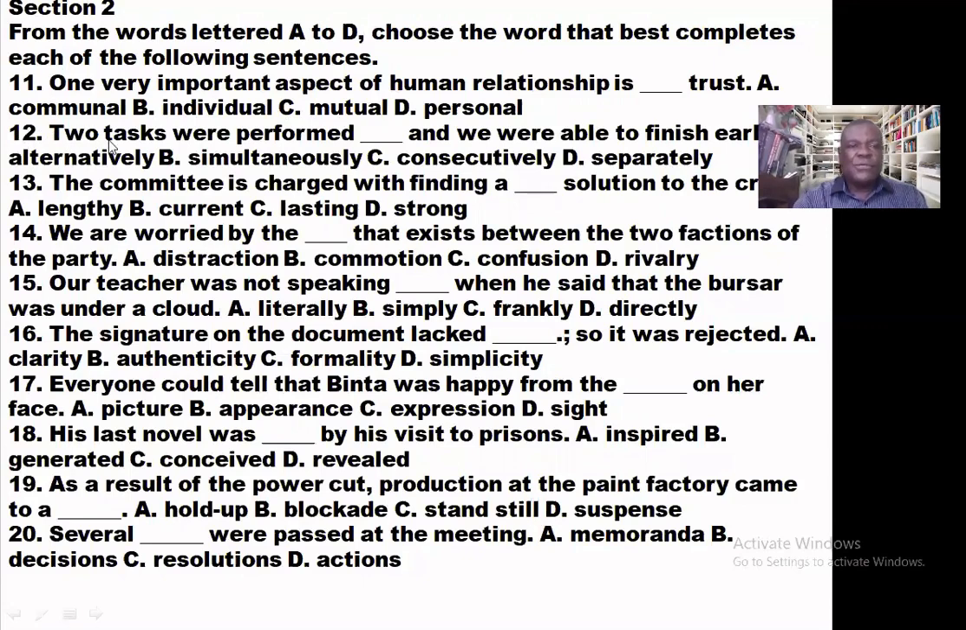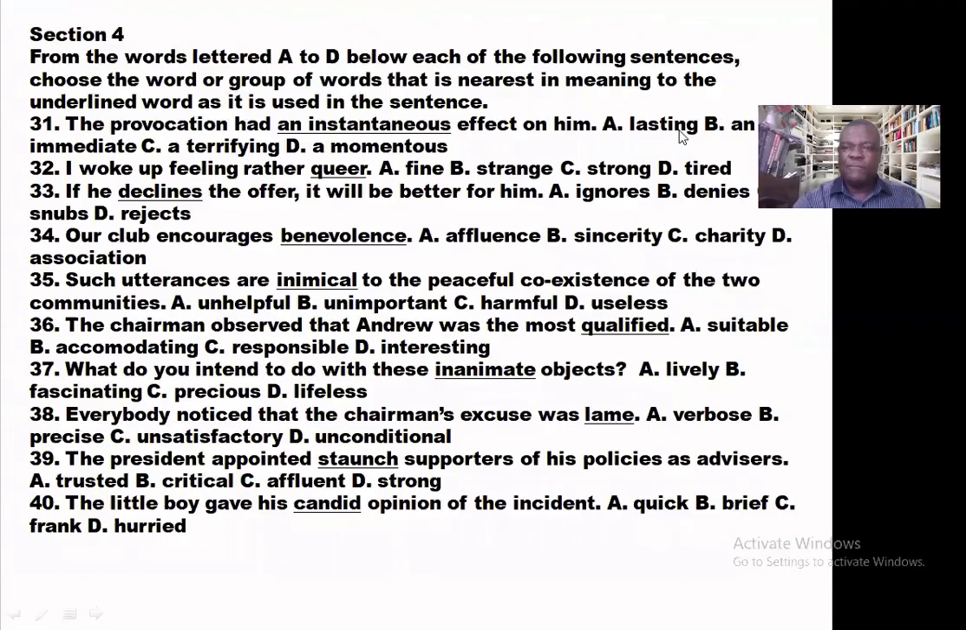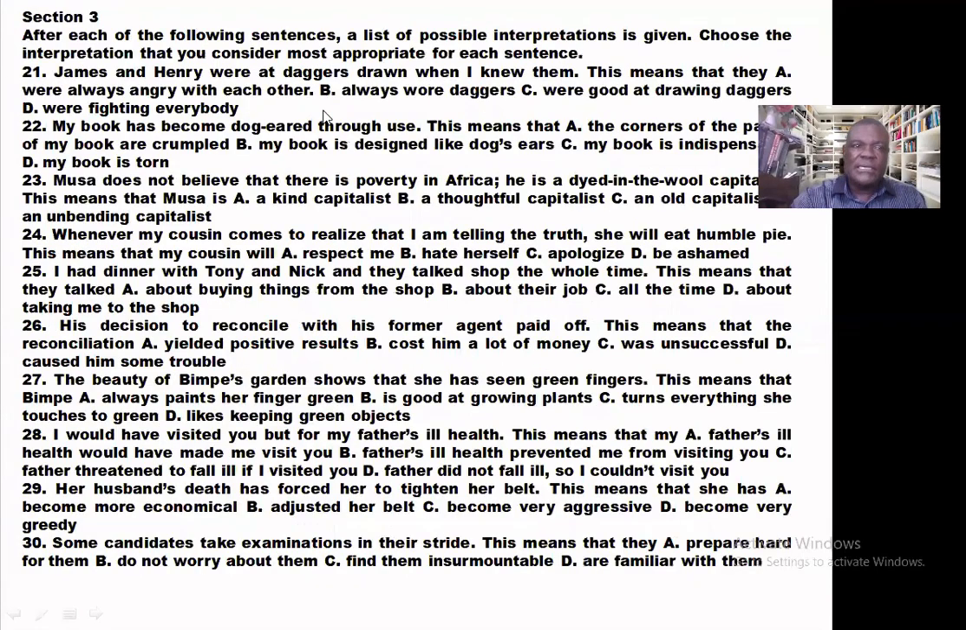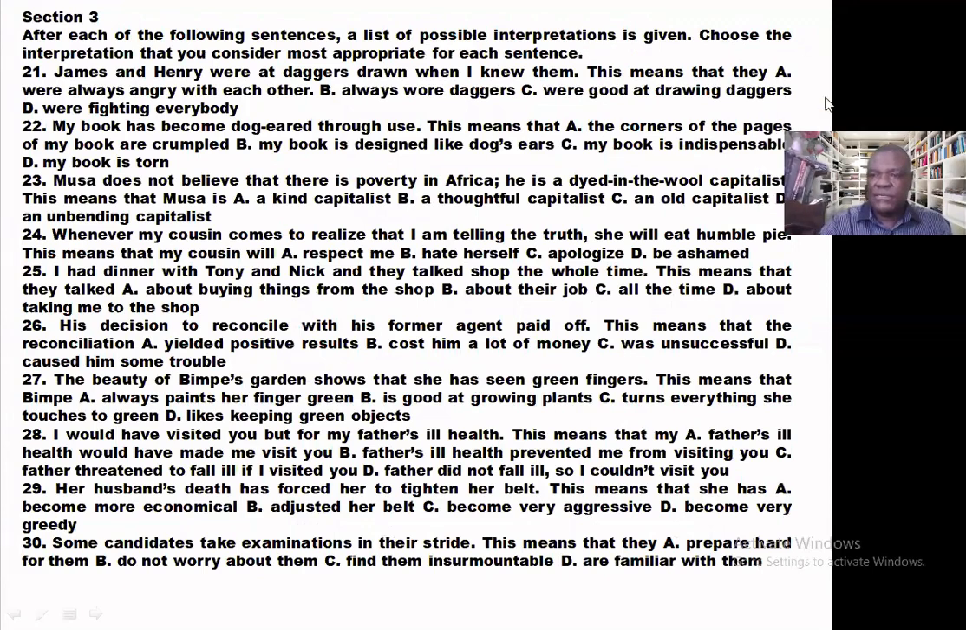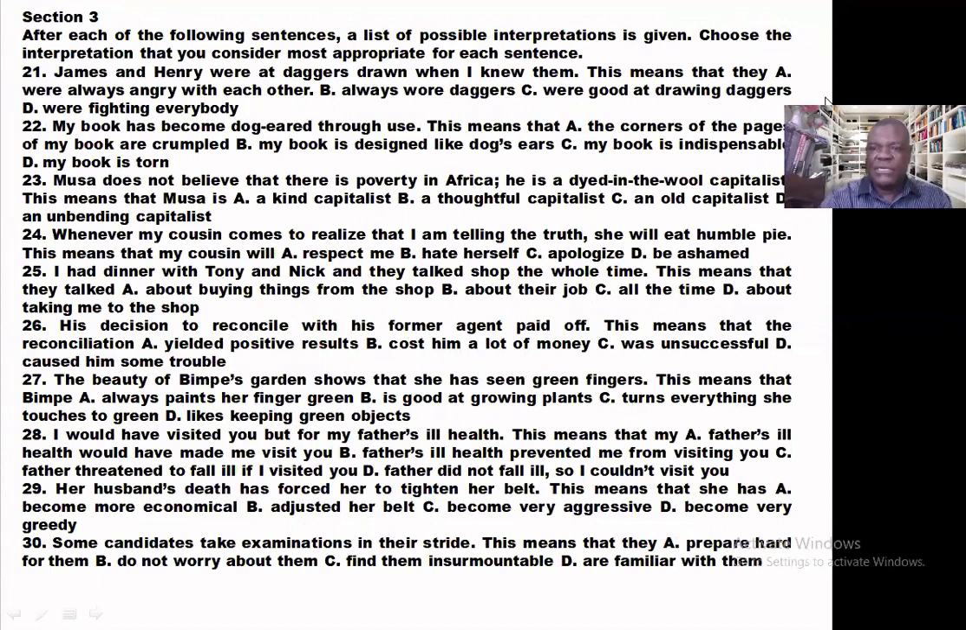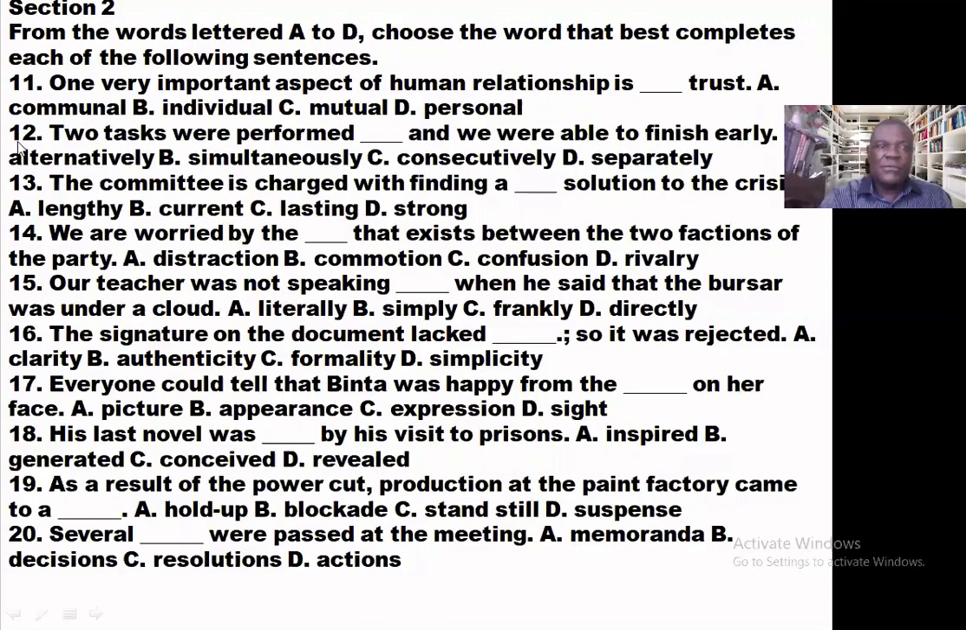Number 12, two tasks were performed dash and we were able to finish early. Okay, let me go back. I need to adjust this so that we'll be able to see the words quite clearly. Okay, let's go back. That's 12. Two tasks were performed dash and we were able to finish early.